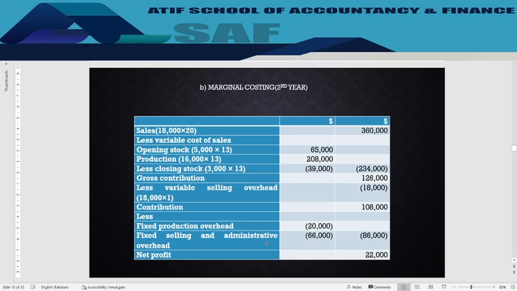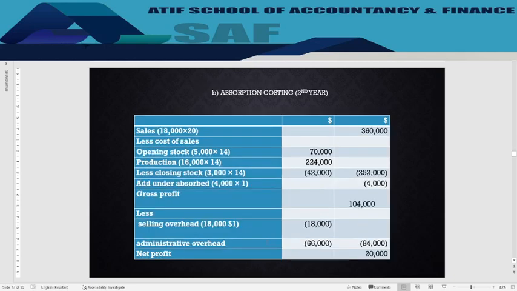In the absorption costing system, sales revenue remains the same while the opening stock is valued at full production cost of $14 per unit, and the cost of sales before adjusting the under or over absorbed overhead is 2,52,000. But in this year we have produced 16,000 units while our normal capacity is 20,000 units, so we have produced 4,000 units less than our normal capacity, and it is the cause of under absorbed overhead. The value of under absorbed can be calculated by multiplying this under absorbed quantity of 4,000 units by the fixed rate of $1 per unit. So the cost of sales would be increased by this 4,000 of under absorbed overhead, and it comes as 2,56,000.